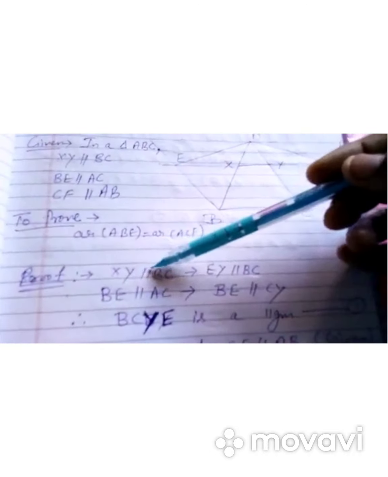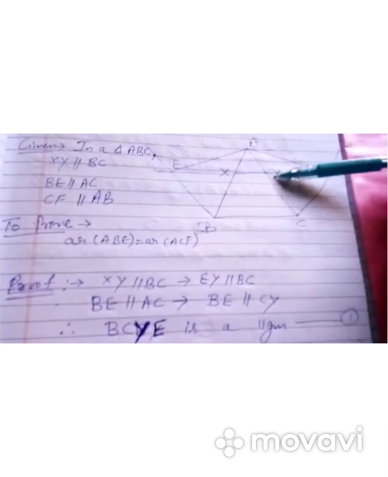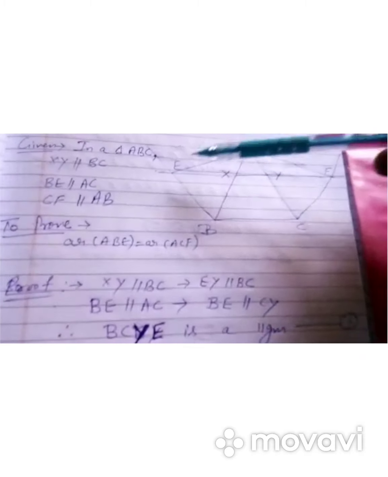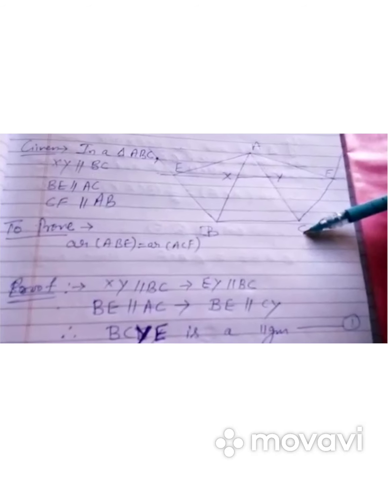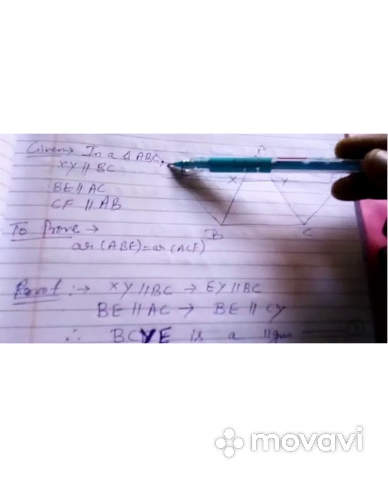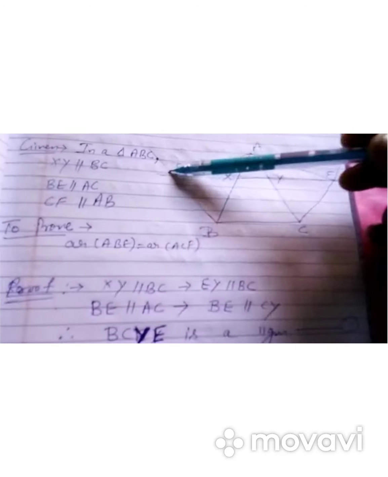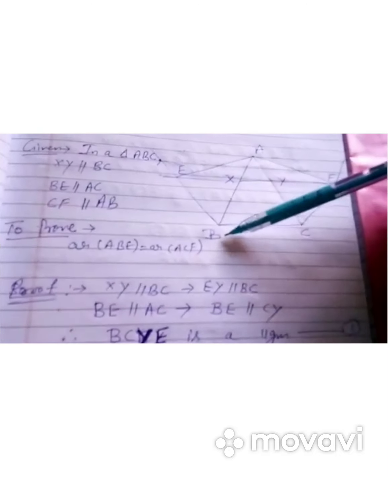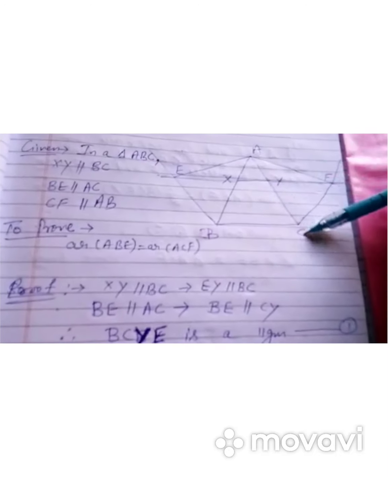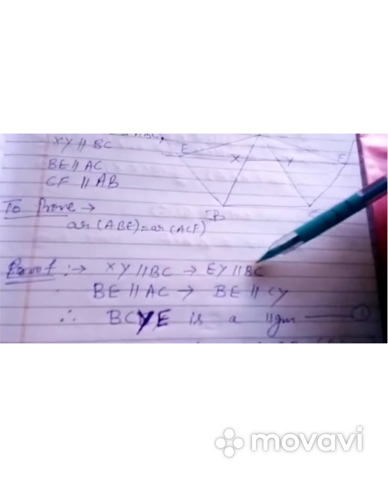Now let's see the proof. Firstly, it is given to us XY is parallel to BC. So we can say EY is parallel to BC. Now BE is parallel to AC, it is given to us. So we can say that BE is parallel to CY, because CY is a portion of AC only.